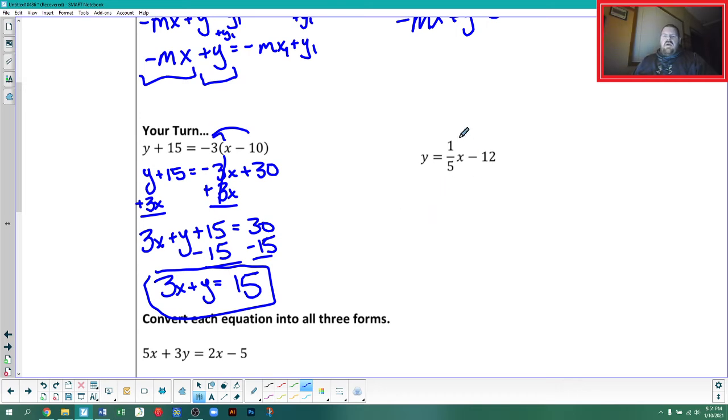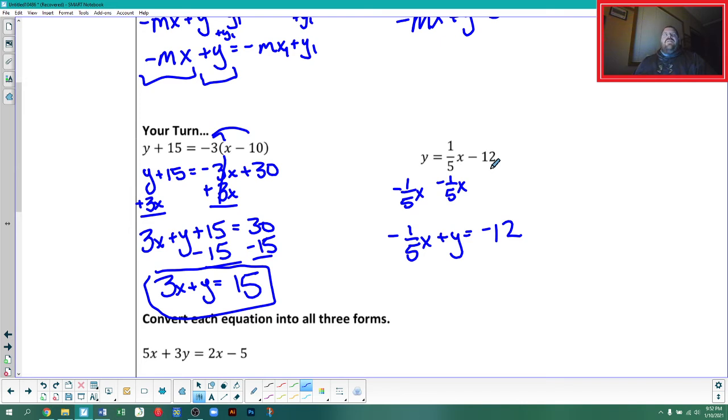Next one, I've got slope-intercept form. So like I said on that one, all I want to do is move that x over. So I'll subtract 1/5 x. And here's where we run into a little bit of a problem. I get negative 1/5 x plus y equals negative 12. And part of this is pretty widely accepted. The other part, the jury is still kind of out on, right? There's no hard set rule, but we could make one if we wanted to.